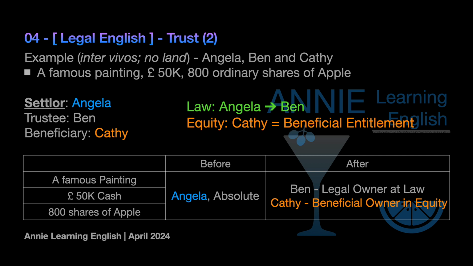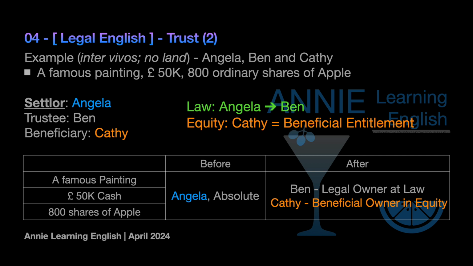What happens after Angela has transferred her money to Ben? Now, in Trust 1, last time, we looked at the effect from the perspective of time. So we have a table here which shows what is the situation before the creation of the trust, and what is the situation after the trust has been created. This time, we look at the change from a different perspective. We look at it in the eyes of law. So as far as the common law is concerned, the change happened. The legal owner, the absolute owner, changed from Angela to Ben.